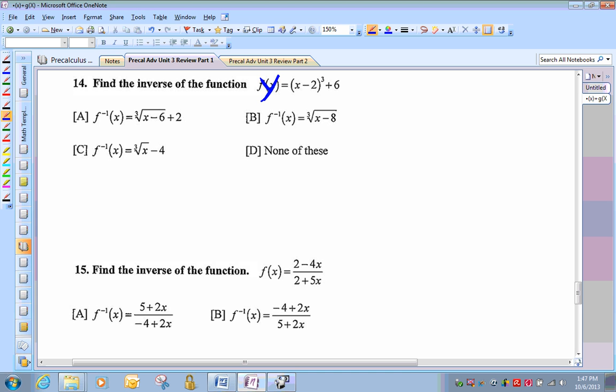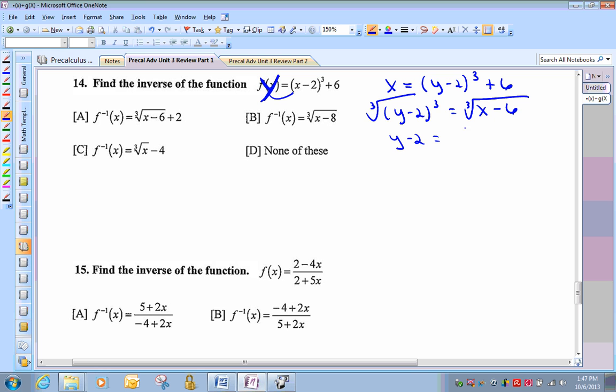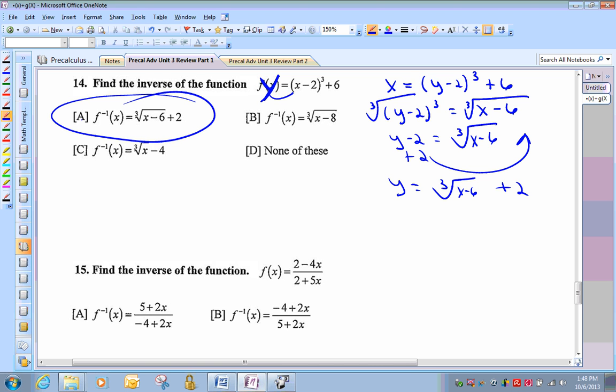So we're going to make this the y, and then we're going to switch our x and y. So we're going to say x equals, parentheses, y minus 2 cubed plus 6. And then we're going to start solving for y. So we're going to subtract 6. And we're going to get y minus 2 cubed equals x minus 6. And then we're going to take the cube root of both sides. We're going to have y minus 2 equals the cube root of x minus 6. And then we're going to add 2 outside of the cube root. So y equals the cube root of x minus 6, and then it's going to be plus 2 outside. And it looks like we got our inverse right there.